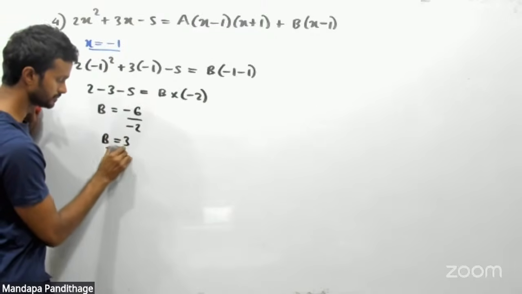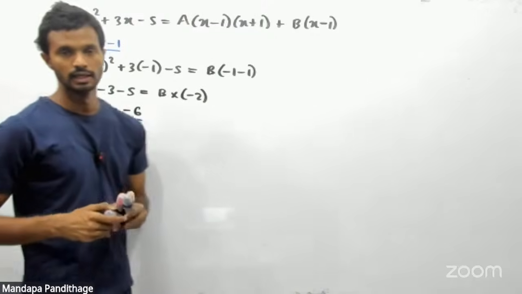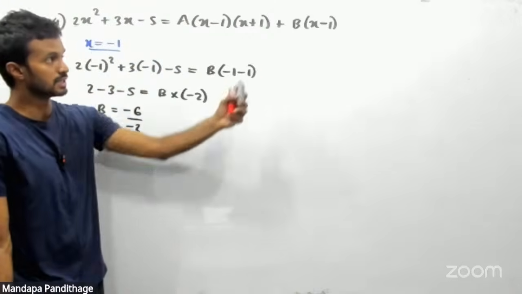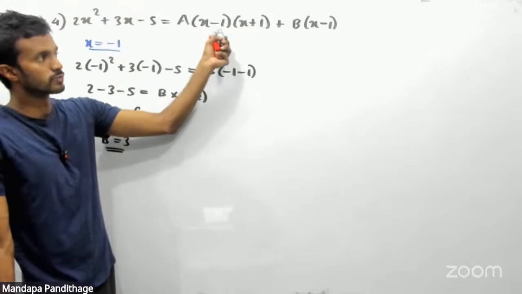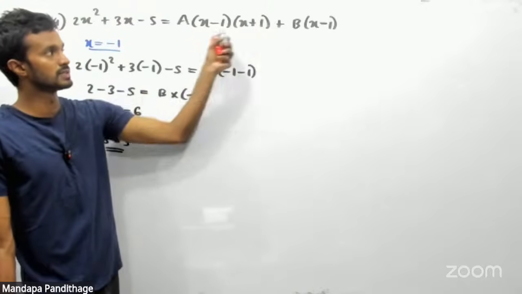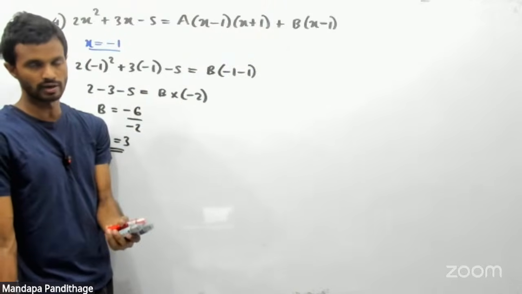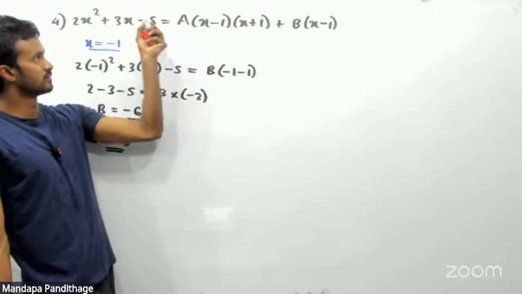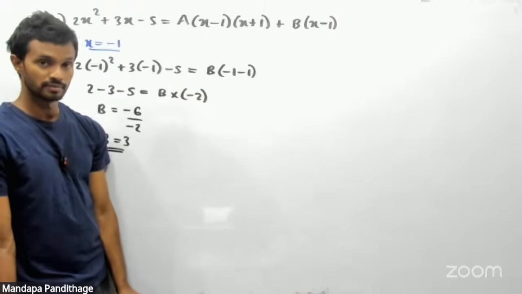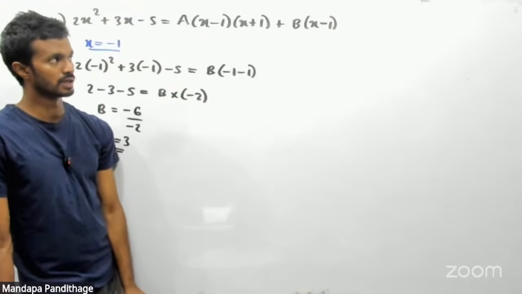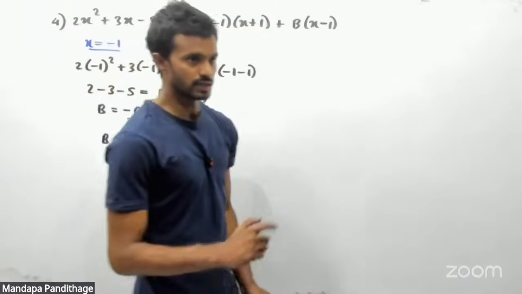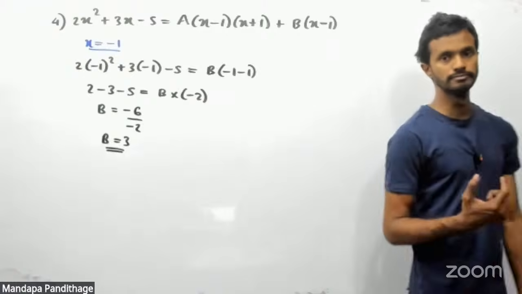But the thing here, you can't find the other constant. Let's say you substitute x equals 1. There's no use of substituting x equals 1 because this becomes 0 and this becomes 0. So you get 0 equals 0. Then you are in a problem, you can't think of substituting another value to find this a. So in those instances, we can use both methods collectively.